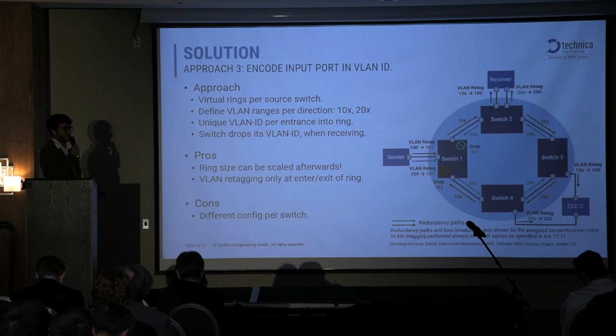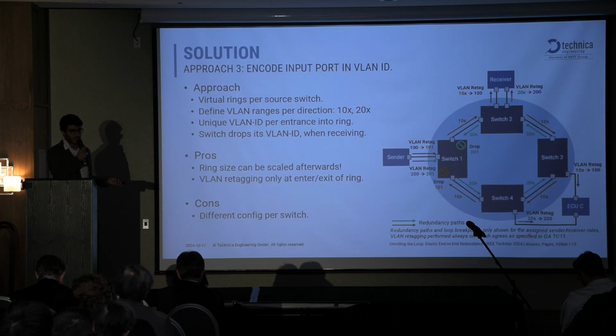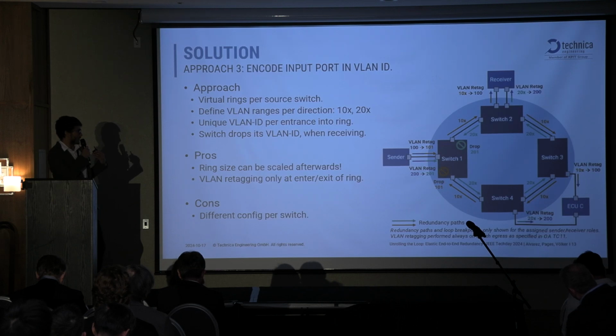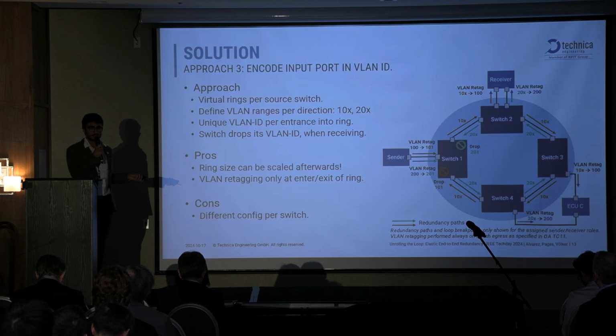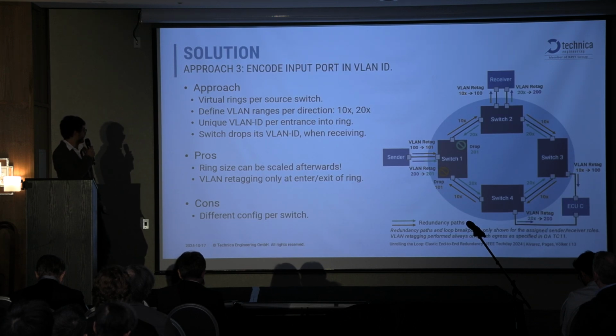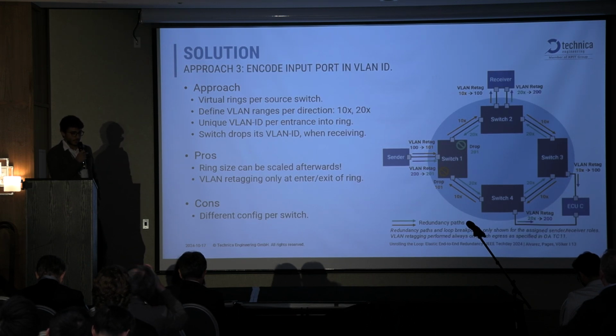What are the main advantages of this solution? Well, here our ring size can be easily scaled. We can add as many switches as we want to this configuration. We can take switches from it because the configuration will just not change. The switches in this case do a retagging with their own particular ID, and thus the dropping of the frames is based on that ID. So it doesn't matter the number of participants. And also, in this case, the VLAN retagging only happens at the entrance and at the exit of the ring, and not like in the previous solution where we did the retagging at each hop of the network.